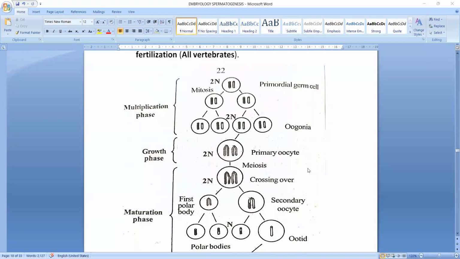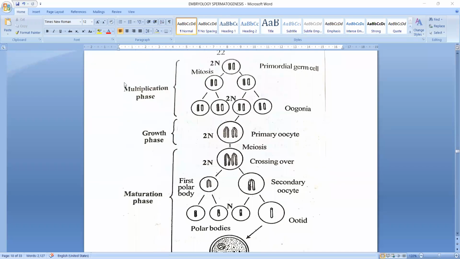So in the previous class, we discussed the various steps involved in oogenesis, in which there are three phases. The multiplication phase, in which primordial germ cells divide to produce oogonia. Again they divide and increase in number. So oogonia are nothing but egg mother cells. Then the increased oogonia increase in size.